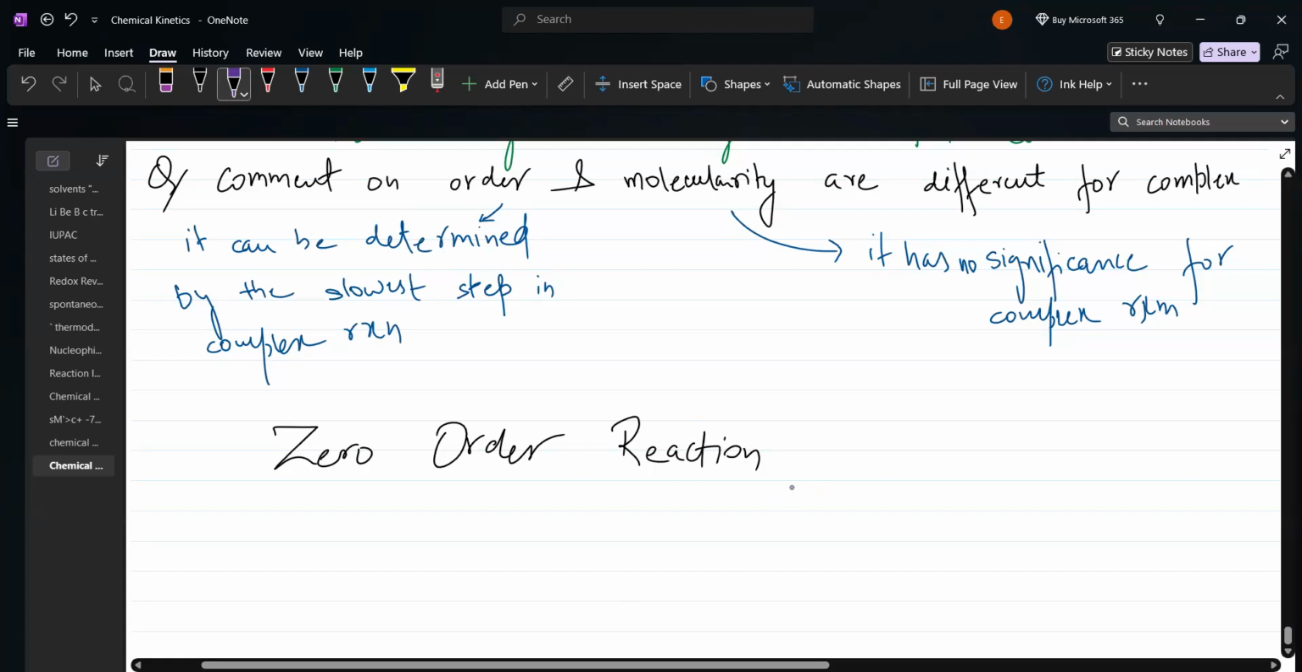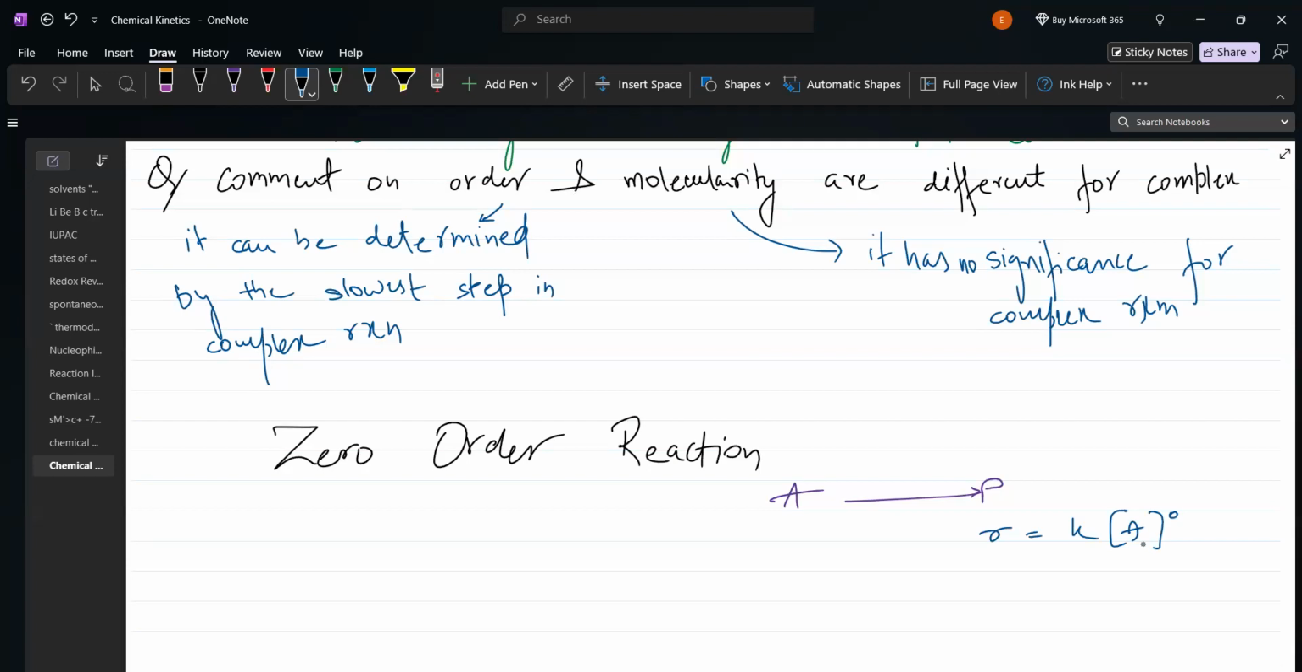For example, A is converting into B product, and what we know is that the rate of reaction, we can say, R is equal to K times this thing. Can we? Are we good? Yes, sir. Rishita, we have to put zero here because this was a zero order reaction. Okay.